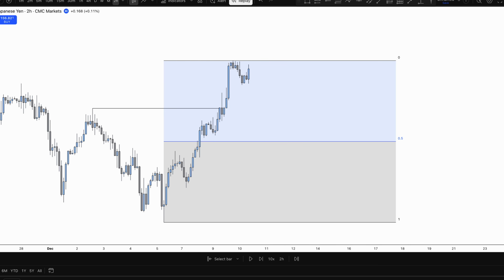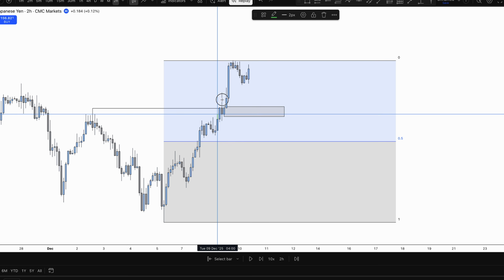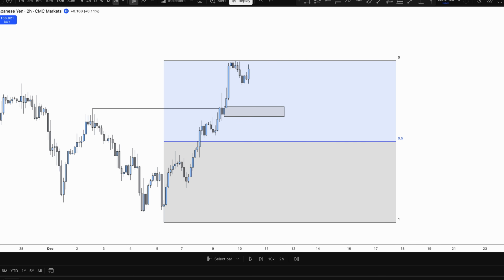If we wanted to buy, we could first of all take a look again at the demand. So we have a demand zone here. This is realistically the most premium price in this bit of movement, but it's not the most premium price overall.